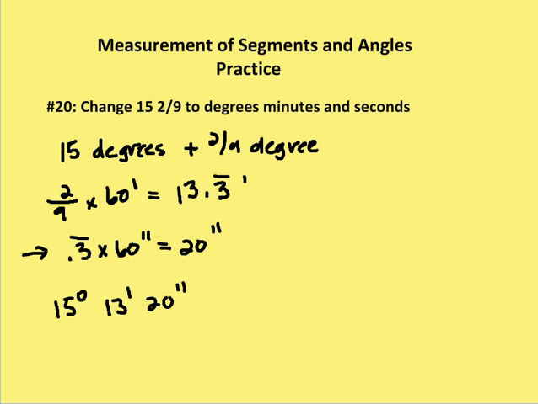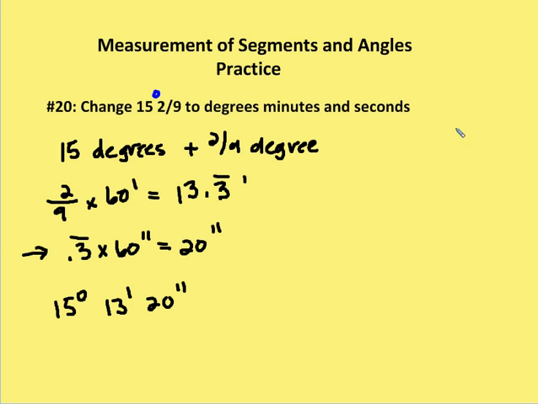In the second question, we're asked to change 15 and 2/9 degrees to degrees, minutes, and seconds. So I know that I have at least 15 degrees, and then I also have 2/9 of a degree. So the question is, what does 2/9 of a degree represent in minutes and seconds? So the first thing I'm going to do is multiply 2/9 times 60 minutes, and I end up with 13.3 repeating minutes.